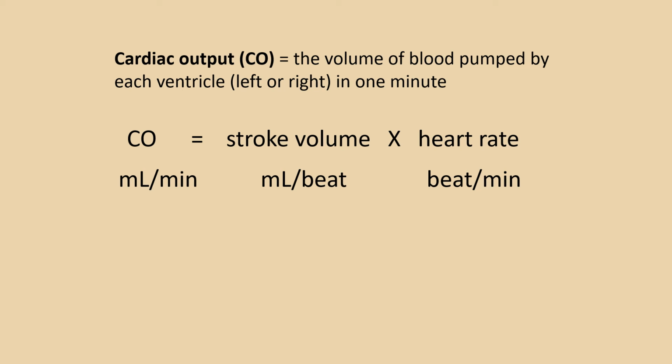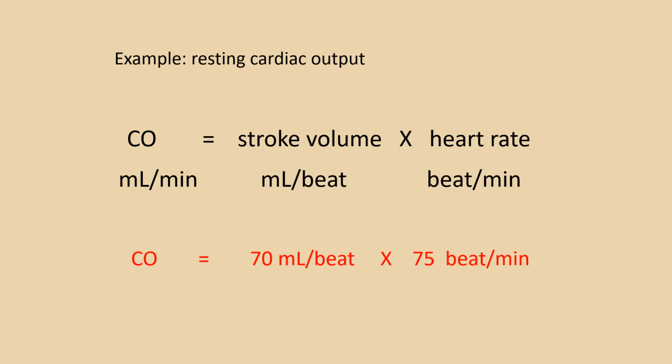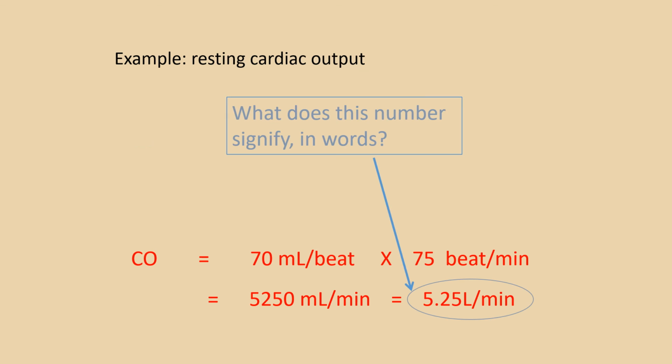All right, so cardiac output is expressed in milliliters per minute. Stroke volume is expressed in milliliters per beat, and heart rate is expressed in beats per minute. These are typical volumes for a body that's at rest. So a body at rest might have a stroke volume of 70 milliliters per beat and a heart rate of 75 beats per minute. If we do that math, the calculated cardiac output is 5.25 liters per minute.